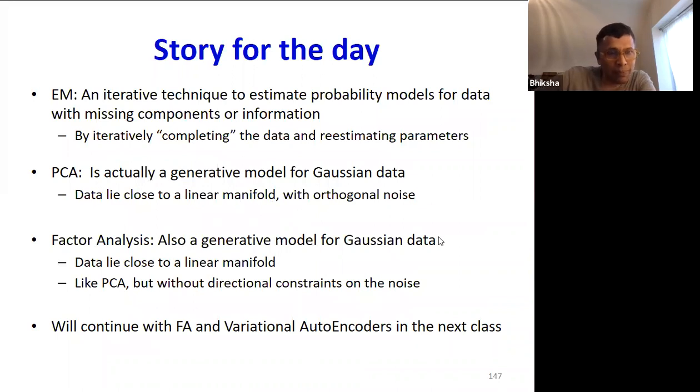So here's the story for the day. EM is an iterative technique to estimate probability models for data with missing components or information. PCA is actually a generative model for Gaussian data, where data are assumed to lie close to a linear manifold with orthogonal noise. And linear Gaussian models or factor analysis is a generalization of PCA, where data are still assumed to lie close to a linear manifold, but without directionality constraints on the noise. The noise is not required to be orthogonal to the principal subspace.